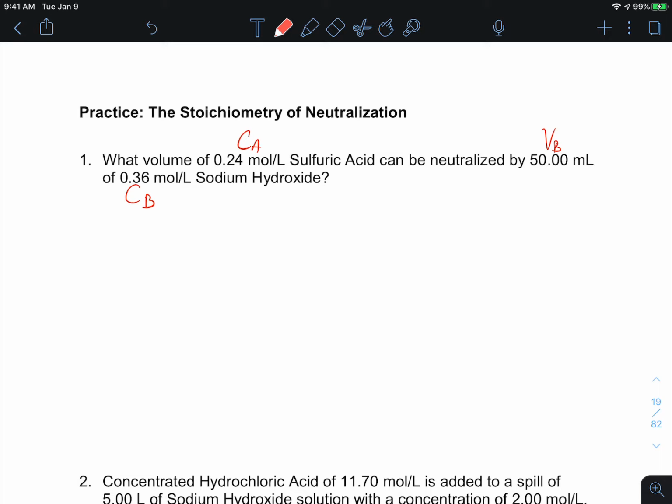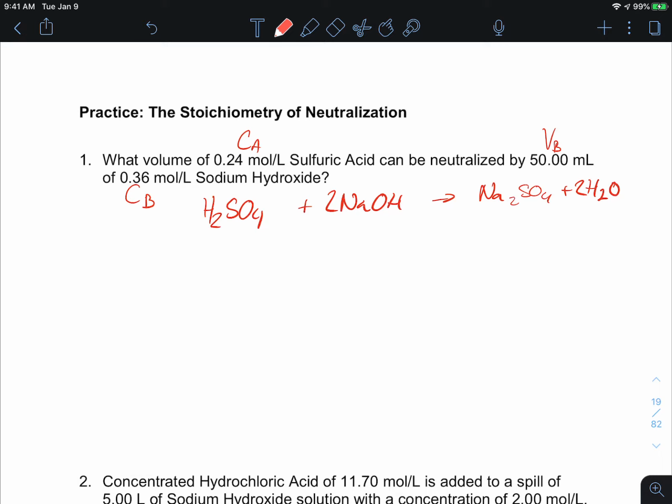And so we're going to think about this. We do have to think about the chemical reaction here. So H2SO4 is getting added to sodium hydroxide to form sodium sulfate plus water. This reaction happens in a 2-to-1 ratio, and that's going to be really important.